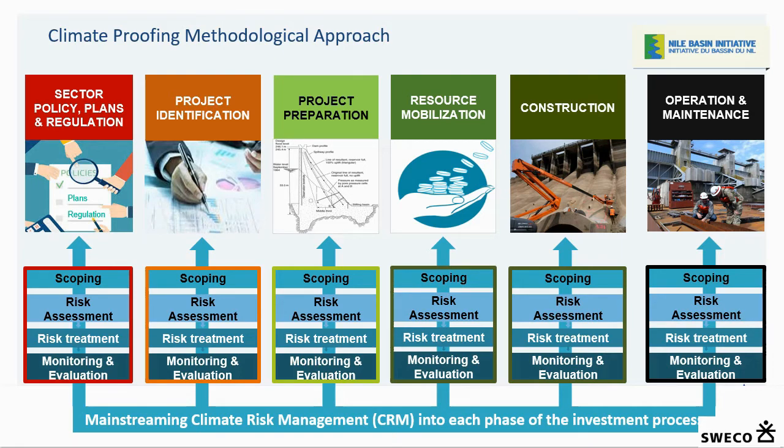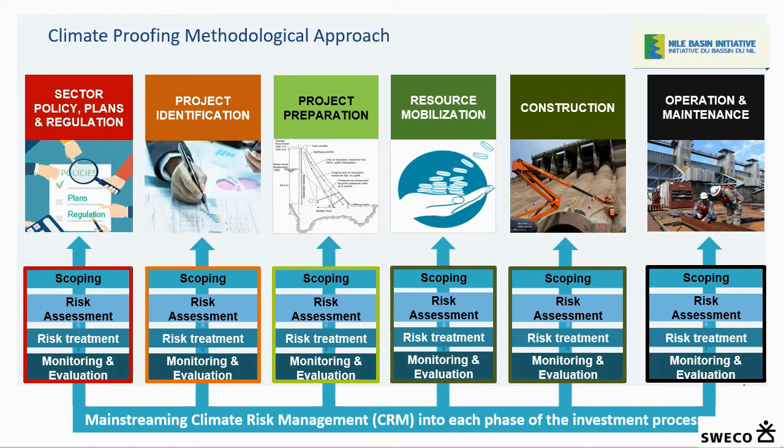A key difference between the stages is that the data available is not the same. When you're making sector plans, you do not know really about the individual projects, but you have a general idea. For example, at the country level, what are the climate threats? So you use that data, and the analysis is a little bit rough compared to, for example, the project identification level.